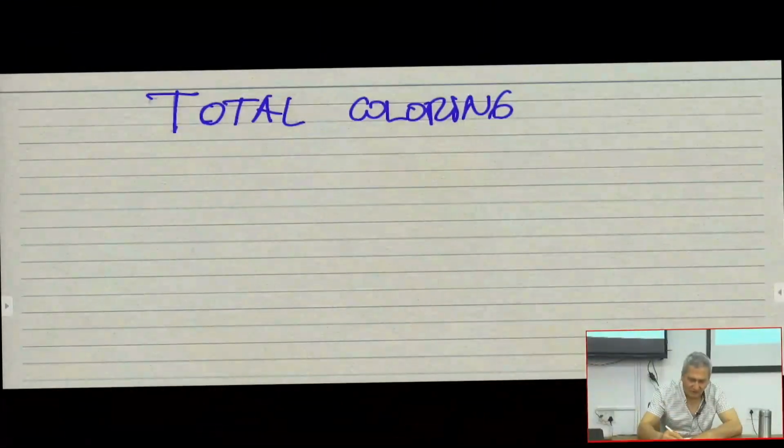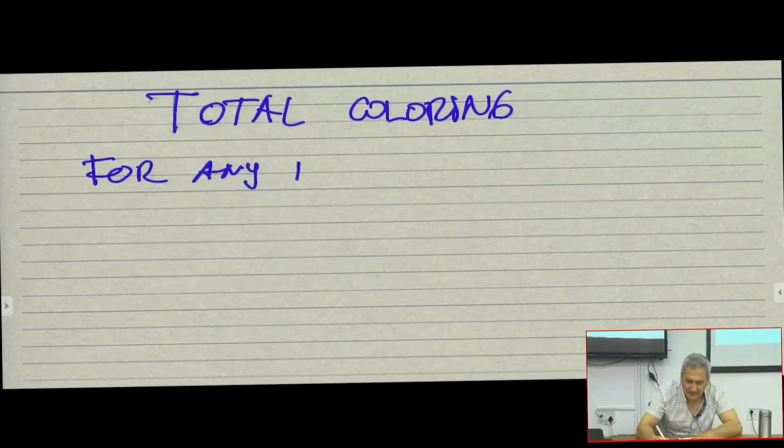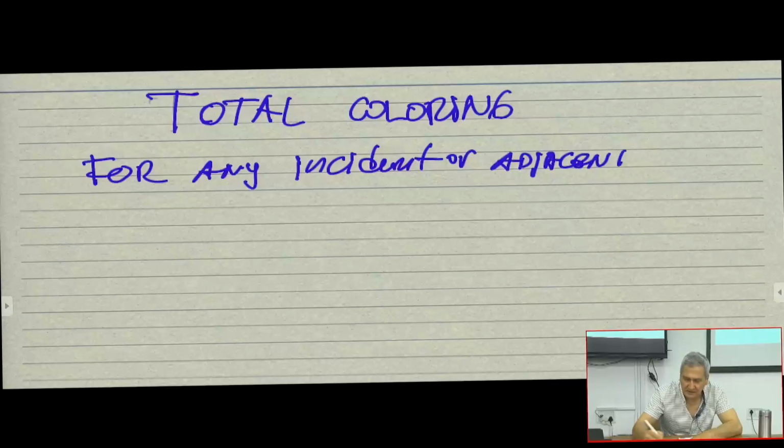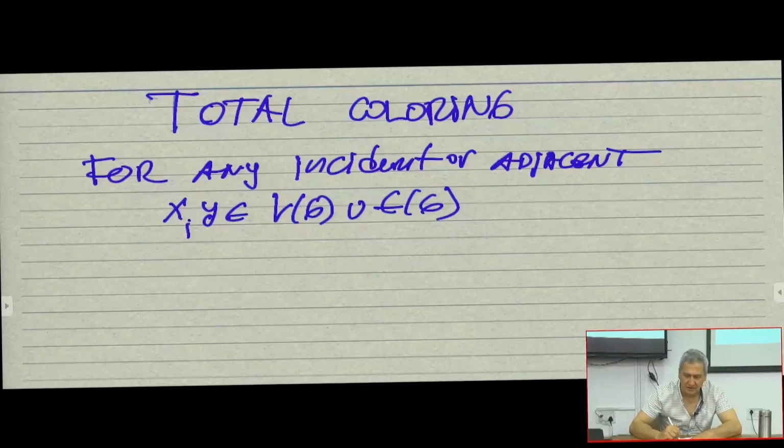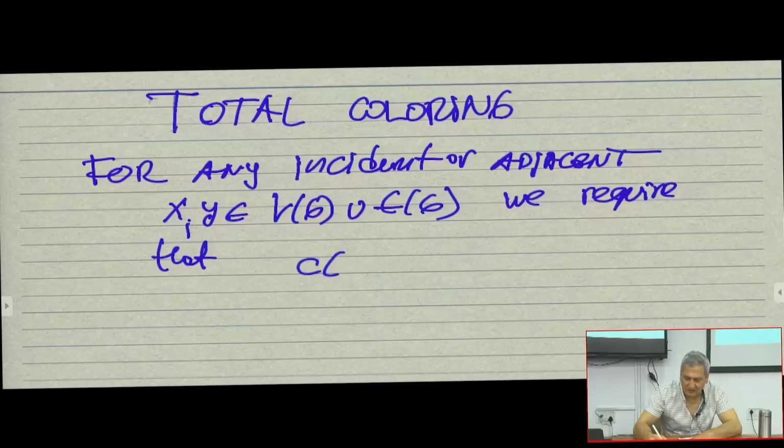Okay? So total coloring: for any incident or adjacent x and y from the union of V and E, we require that the coloring of x is different from the coloring of y.